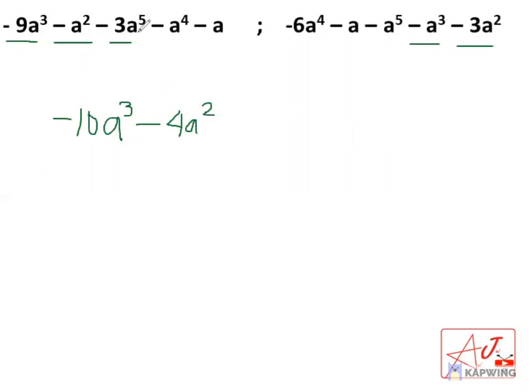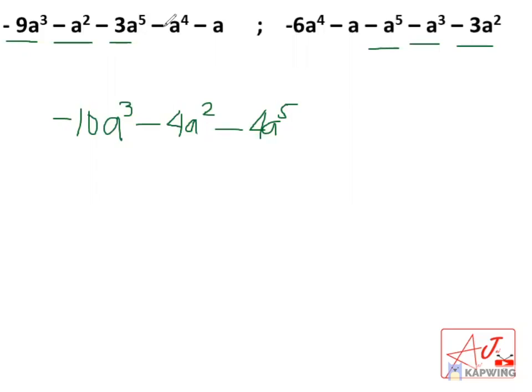Next, we have negative 3a to the fifth. Hanap tayo ng a to the fifth sa kabila. Yan, meron tayo. So negative at negative. Pareho naman negative, so negative din ito. Dahil dalawang negative yan, i-add natin. So 3 plus 1 ay meron tayong 4. And then copy natin yung variable na a to the fifth power.